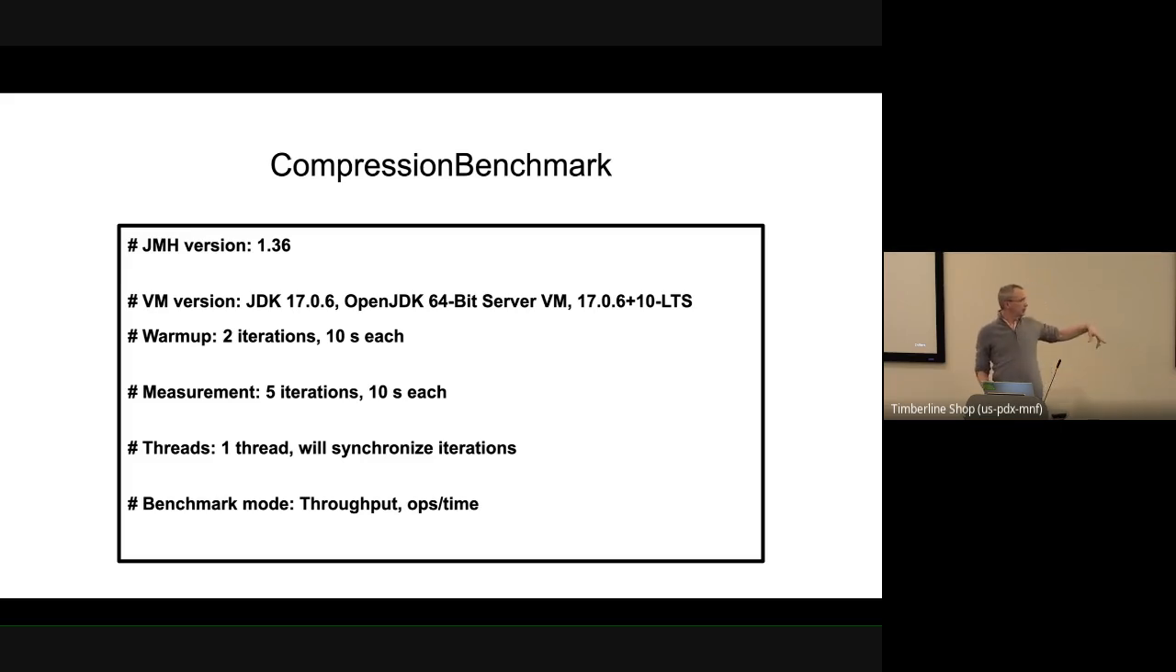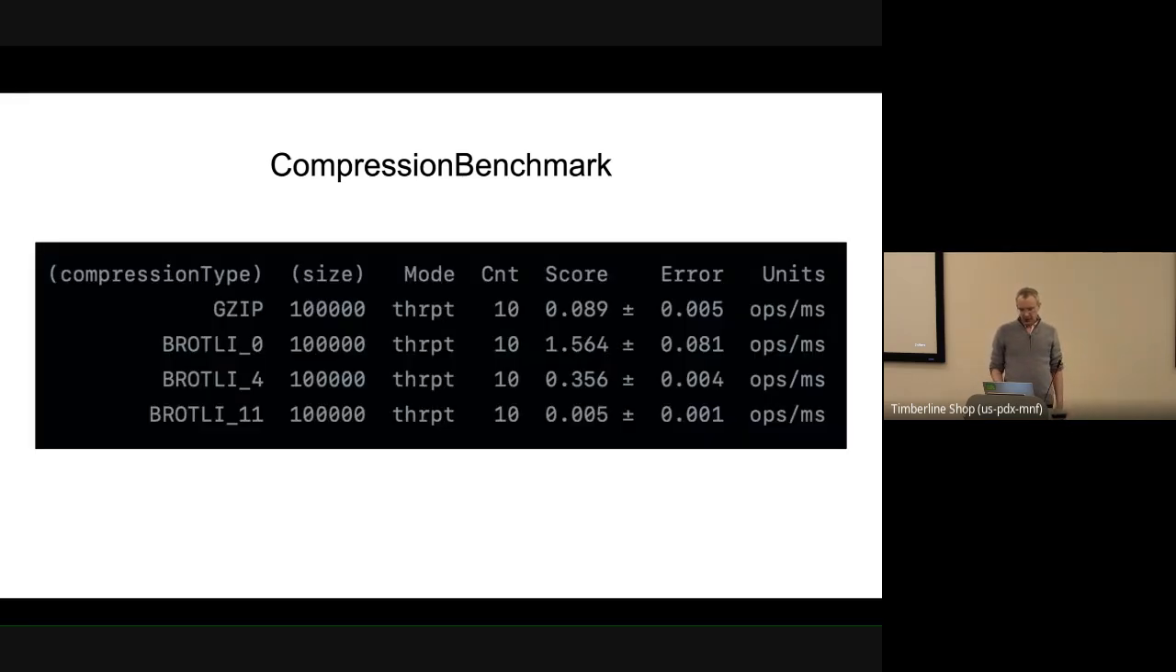And then the last line here is just benchmark mode. I'm measuring throughput, operations per unit of time. And these are the results. This is actually what you get as the default output from JMH. And you can see here that it printed out this great table, shows me all the different types that were in my enum. And then I hard coded the size to just one value.